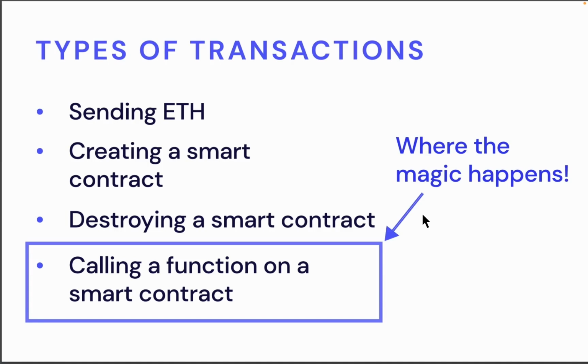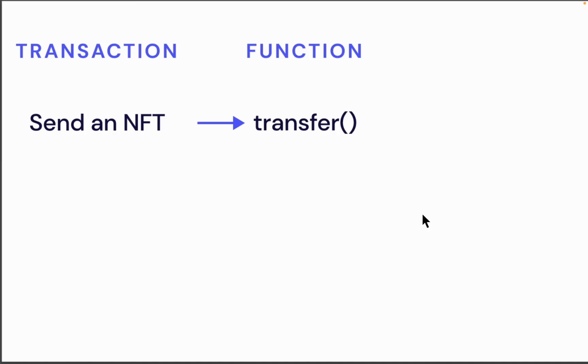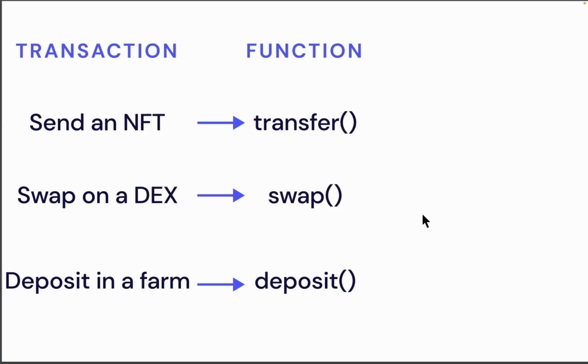If I want to send somebody an ERC20 token or an NFT, I will call the transfer function on that token smart contract. If I want to make a swap on a decentralized exchange, I'm going to call the swap function on that DEX's router contract. If I want to deposit some tokens into a yield farm, I will call the deposit function on that smart contract. Now, when you're using a crypto protocol's website, you don't directly see that a function is being called on some contract somewhere when you're making a transaction, but trust me, this is how it all works in the background.